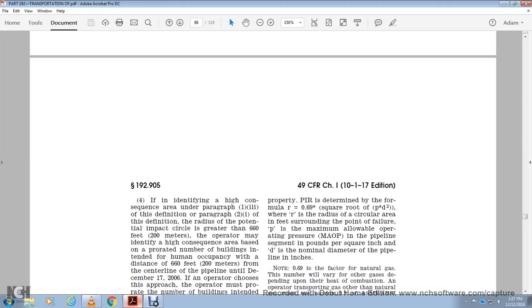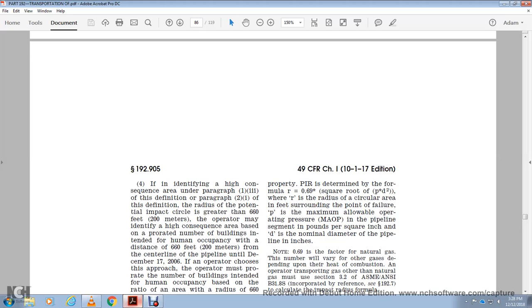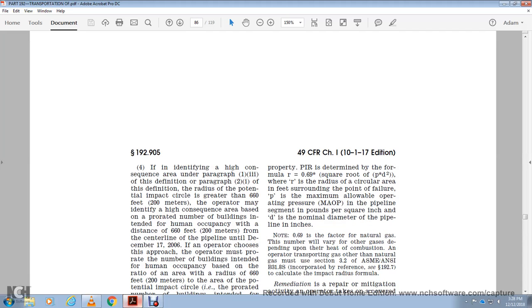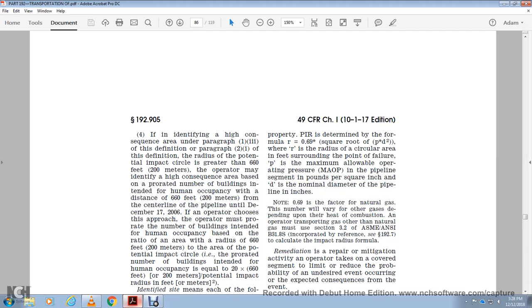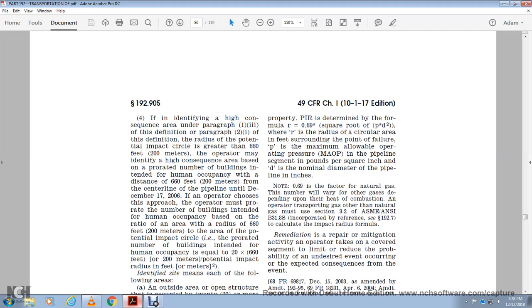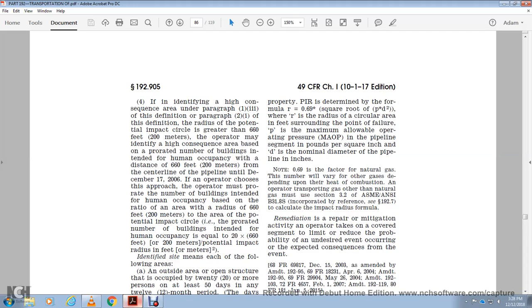The operator may identify a high consequence area based on a prorated number of buildings intended for human occupancy within a distance of 660 feet from the center line of the pipeline, as of December 17, 2006. If an operator chooses this approach, the operator must prorate the number of buildings intended for human occupancy based on the ratio of an area with a radius of 660 feet to the area of the potential impact circle. The prorated number of buildings intended for human occupancy is equal to 20 times 660 feet, or 200 meters, over the potential impact radius in feet.